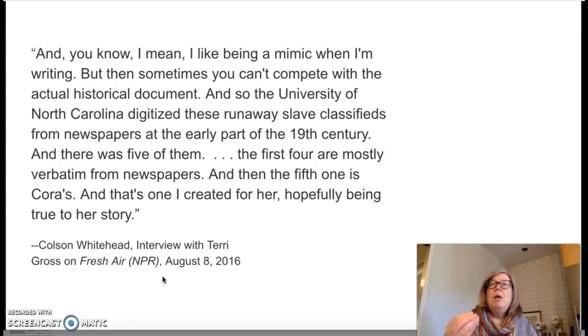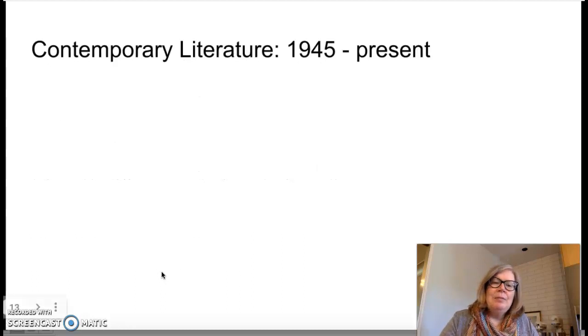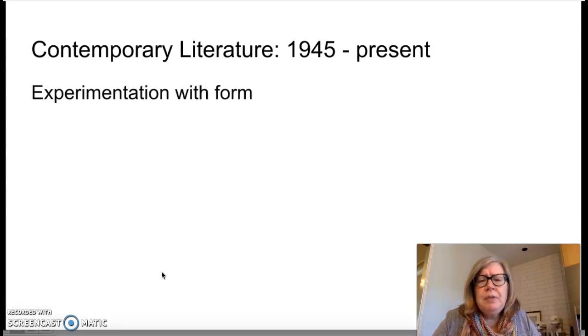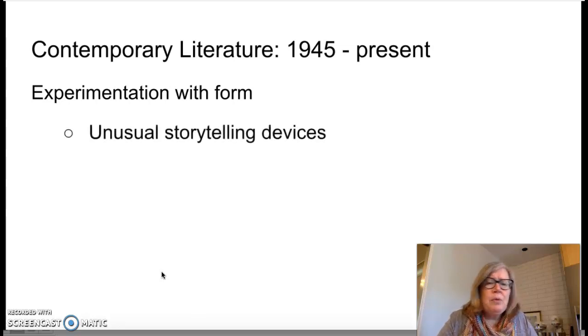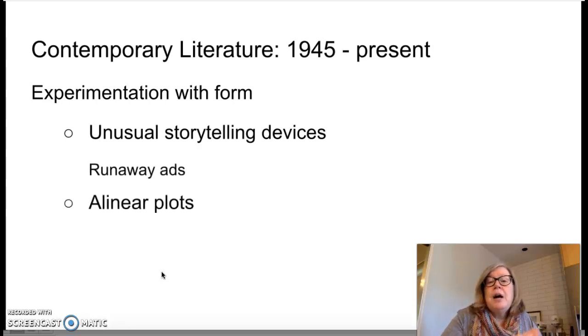So again, notice how Whitehead uses these actual advertisements for the capture of these human beings in his novel. Okay, so again, I asked you to watch the contemporary literature video. Notice how Whitehead, like other contemporary writers, is really experimenting with form by using these unusual storytelling devices like these ads. Notice how he will use alinear plots. So there's the use of flash forward and flash back. So sometimes the timeline can be a little tricky to follow. Pay attention to that. Also pay attention to how he's taking liberties with the historical timeline.